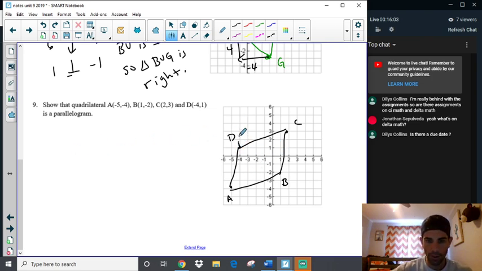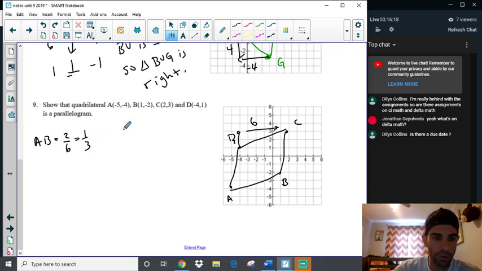Here I would be counting up 1, 2, 3, 4, 5, 6, and to the right 6. For AB, the slope is 2 over 6, which simplifies to 1/3. For the distance, I would just do 2 squared plus 6 squared, which would be the square root of 40.